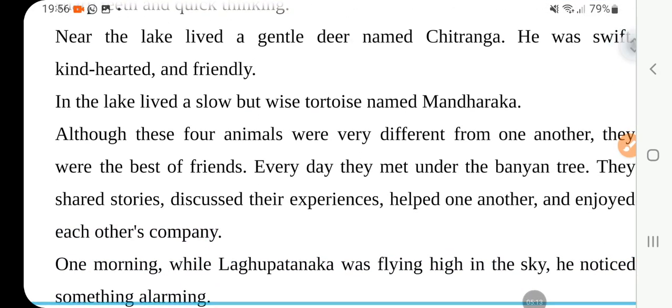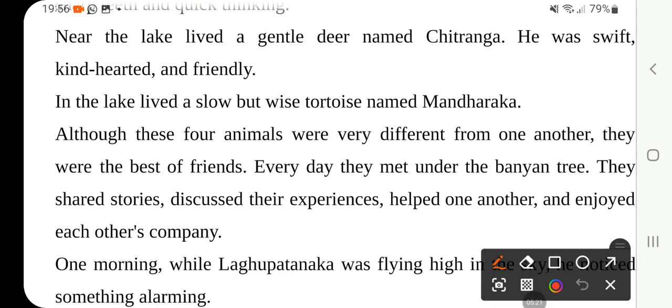Now, near the lake lived a gentle deer named Chitranga. Chitranga is the deer. So another character is a gentle deer, and its name is Chitranga. He was swift, kind-hearted and friendly.